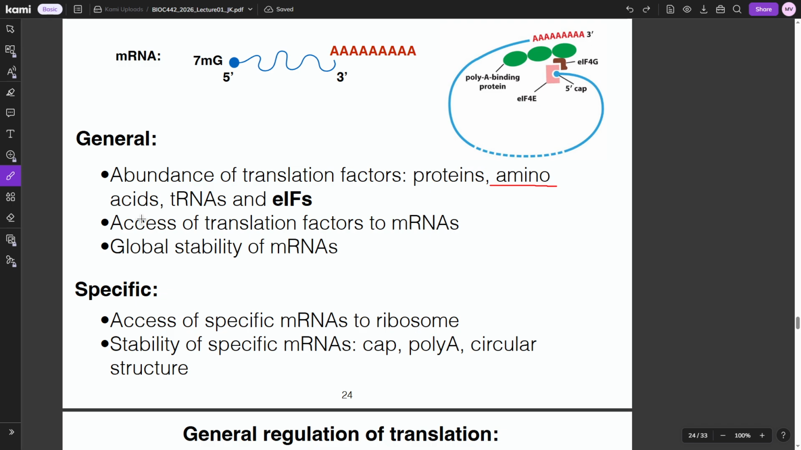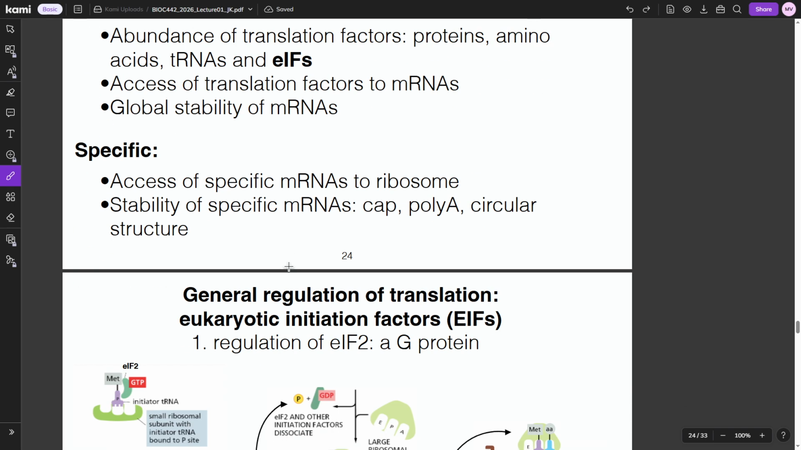There's also the access of translation factors to mRNA. So, can these factors interact with the mRNA, and then there's also, you know, how stable is the mRNA in general. So like we're looking at a couple different things here. Do we have the necessary machinery to do translation? Do the mRNAs have access to that translation machinery? And are the mRNAs stable?